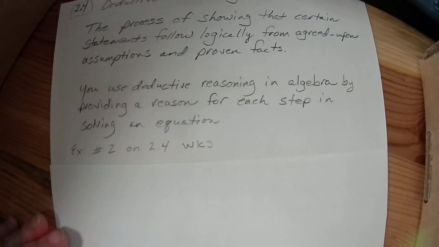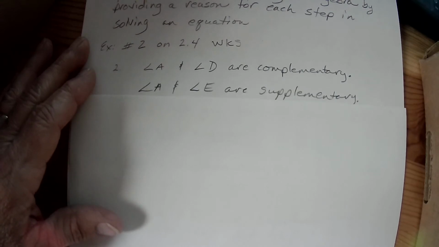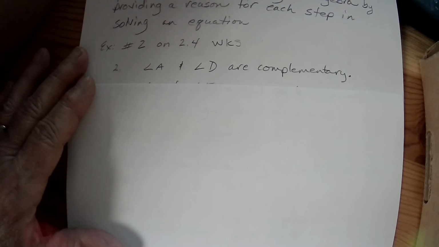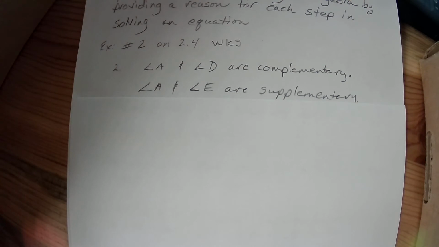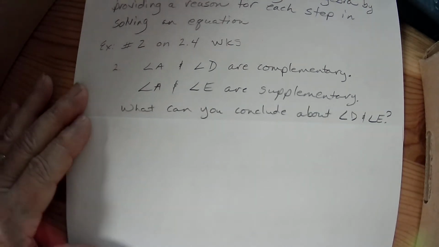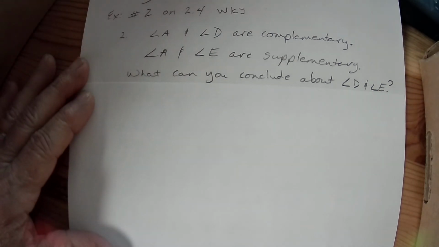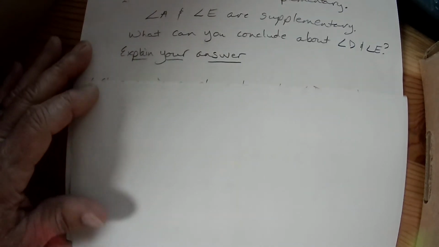So, for example, I'm going to do problem number 2 on worksheet 2.4. So you might want to get that worksheet out and follow along with this example for that problem. Okay, so first it tells us that angle A and angle D are complementary, and then it tells us that angle A and angle E are supplementary. All right, and then you're supposed to conclude something about angle D and E. And always explain your answer.